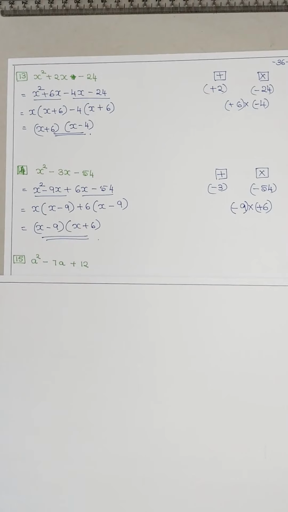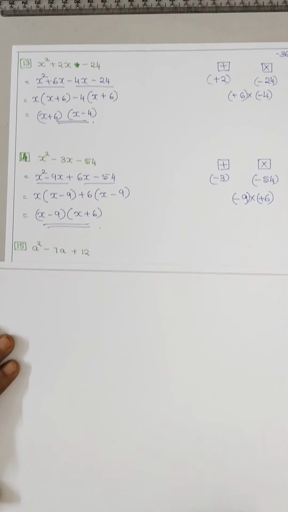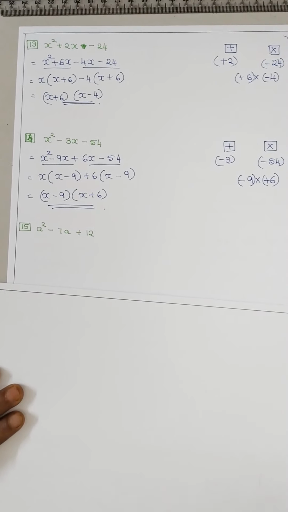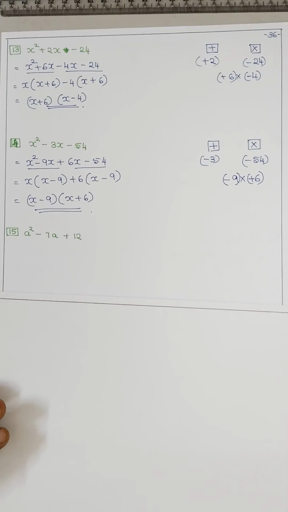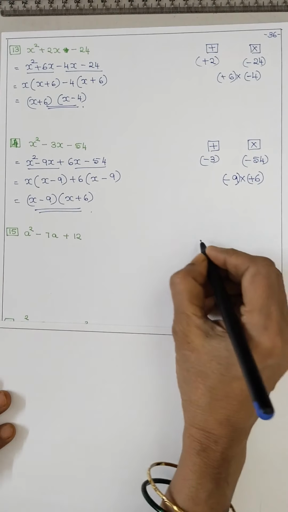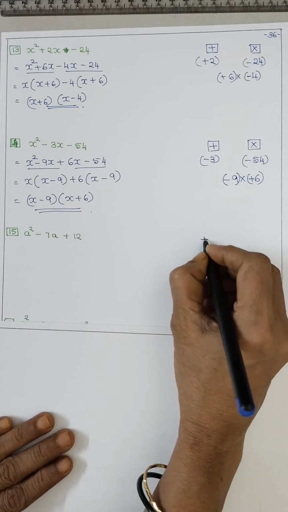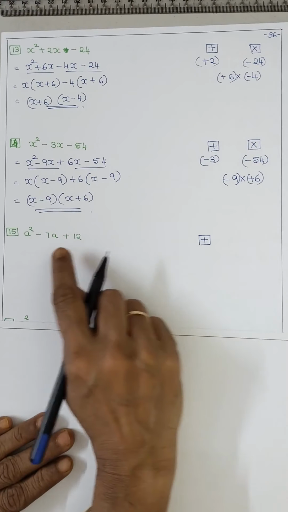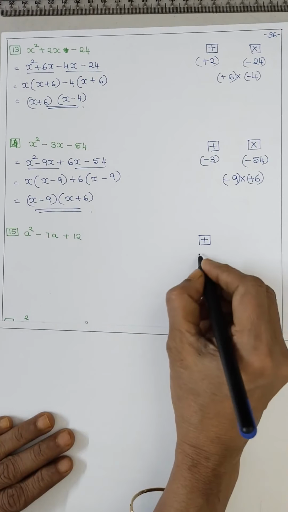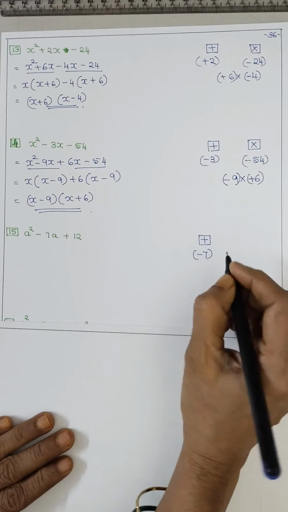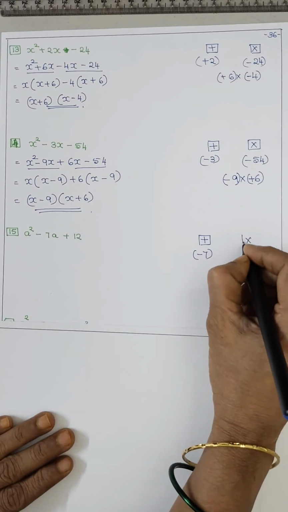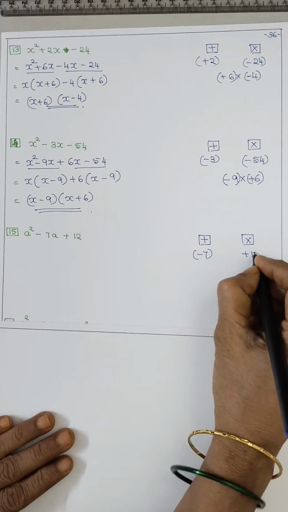Hope all students are understanding. Now coming to the 15th sum, it is a squared minus 7a plus 12. When you sum, it should be minus 7 and the product should be plus 12.